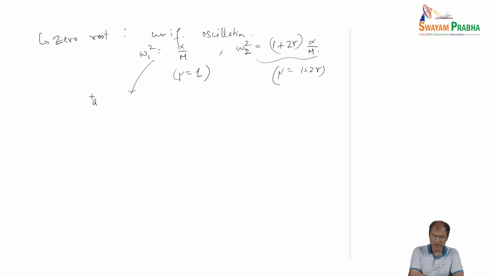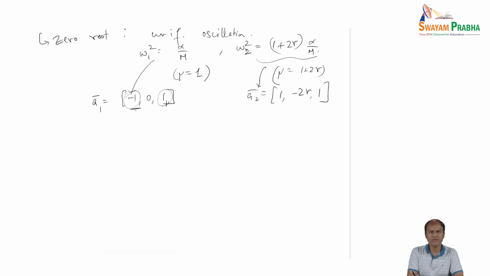We can find the amplitudes, the eigenvectors for this. The eigenvector for the first one is minus 1, 0, 1, and the other one is 1, minus 2 gamma, 1. Interestingly, in the first, the first component of the string has a minus sign while the other component has a plus sign, which means that the motion of the string will be going against each other.